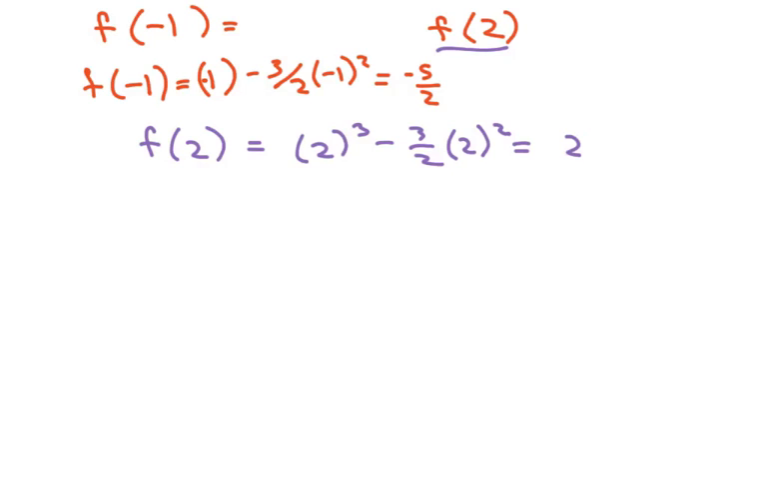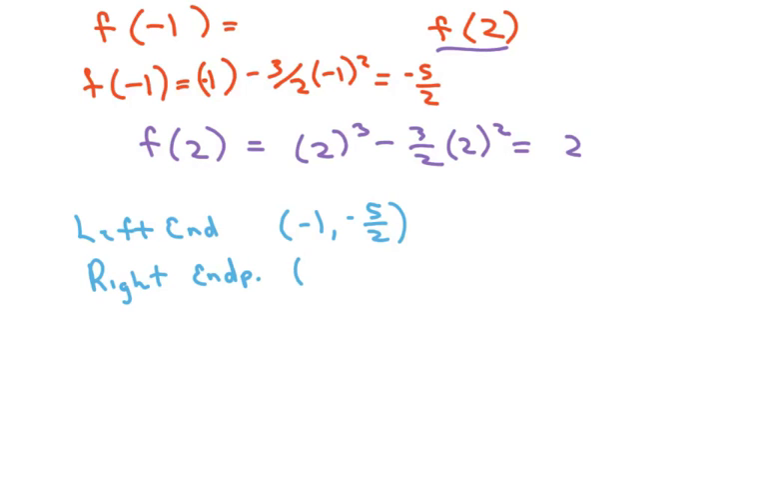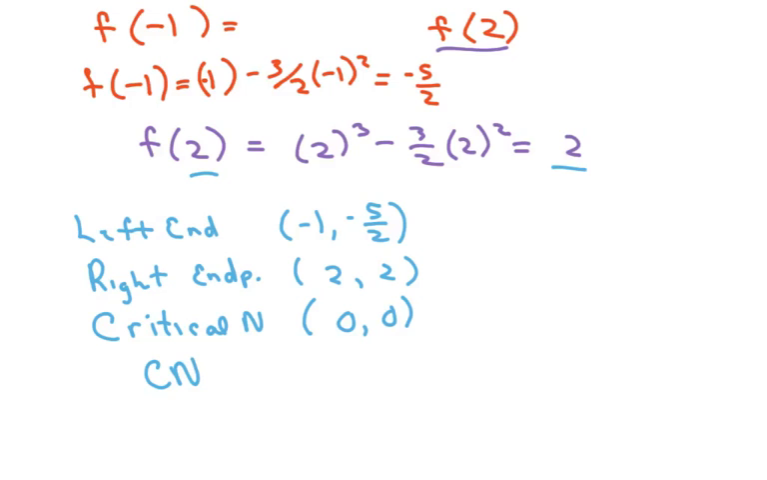So when I write out my numbers, I'm going to have my left endpoint occur at negative 1, negative 5/2. My right endpoint, I'm just going to shorthand that, is 2, 2. My critical numbers were at 0, 0, and my other one was at 1, negative 1/2.